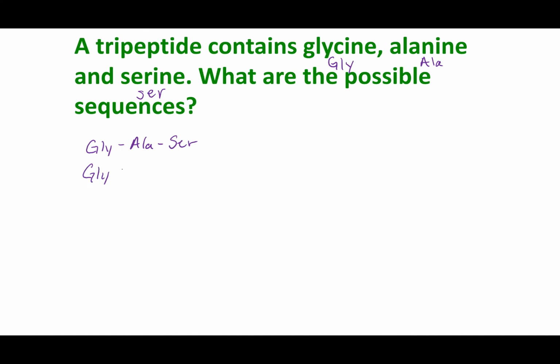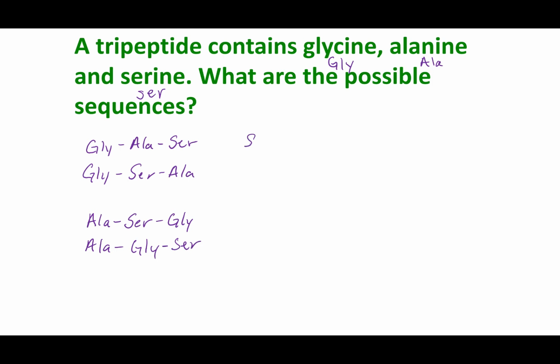However, if I were to switch the order of that serine and alanine, I would get a completely different protein that functions differently. Now remember, I can keep doing this. In this case, I can start out with the alanine, and then I can put the other 2 amino acids on there, and then I can switch their order.